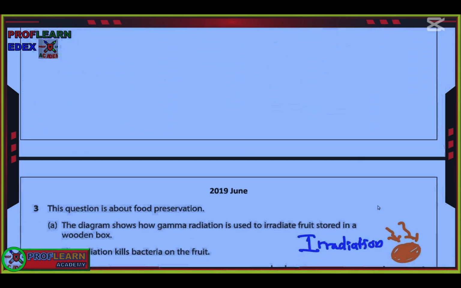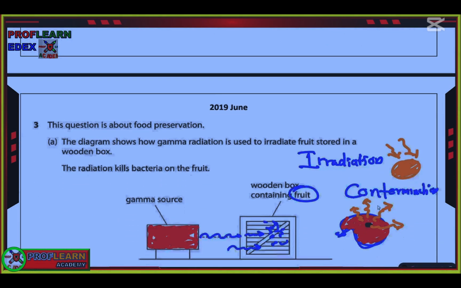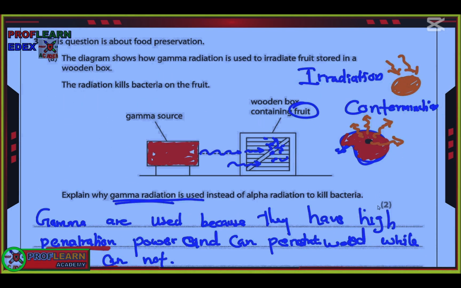Now, we are talking about another concept here, and we are told that this question is about food preservation, and we need to understand that radioactive substance can be used for food preservation. And in this case, we're going to use gamma radiation, because gamma radiation has the ability to penetrate materials, and also has an enormous amount of energy, which can kill living cells and also microorganisms.